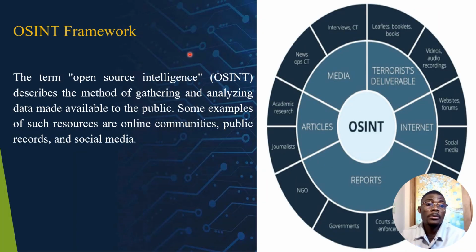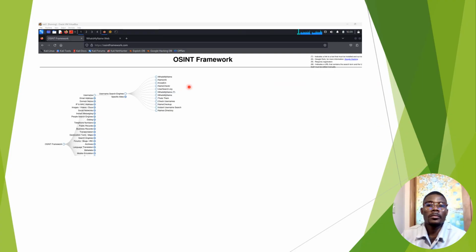So OSINT framework. The term OSINT is open source intelligence, right? It describes the method of gathering and analyzing data made available to the public. So within the graph right here, you see the different public data that we gathered: social media, NGOs, government, and we also have news outlet interviews. So OSINT is used to collect data.